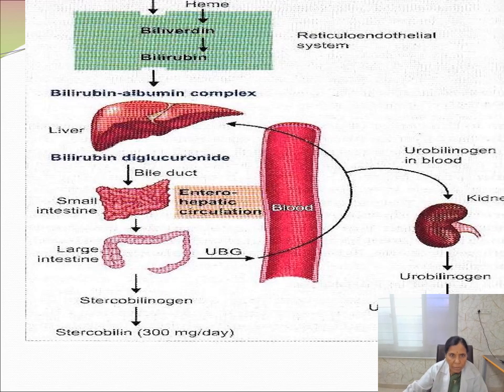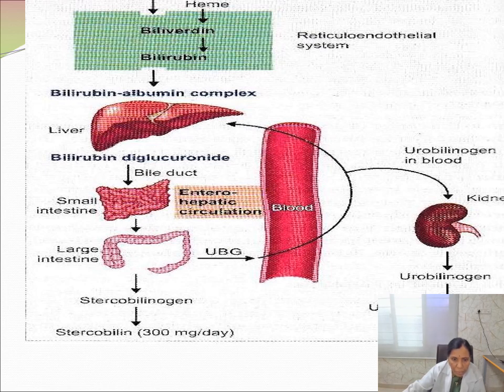See, this is enterohepatic circulation. Heme is getting degraded to bilirubin, next combining with albumin and forming the bilirubin-albumin complex. Then in the liver, the conjugation process takes place, and from that it is transported to the bile duct. Here bilirubin diglucuronide forms, monoglucuronide first with conjugation and then diglucuronide. Next, entering the small intestine and large intestine, stercobilinogen and stercobilin are formed, around 300 milligrams. But part of the urobilinogen goes through the blood, through the vascular system, entering into the liver.